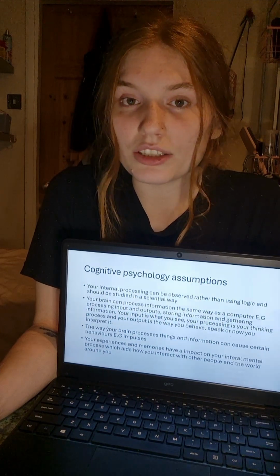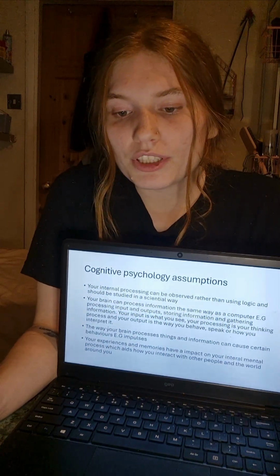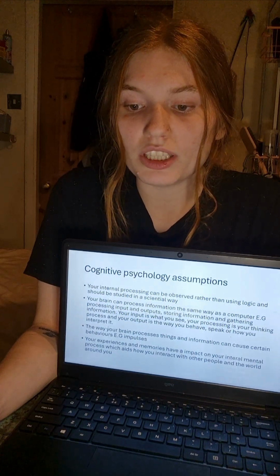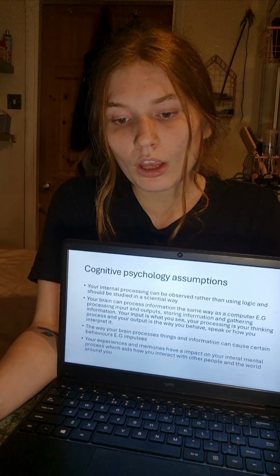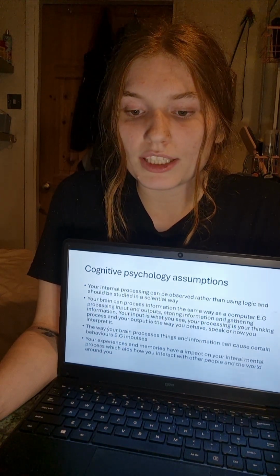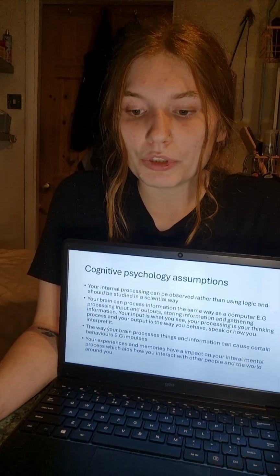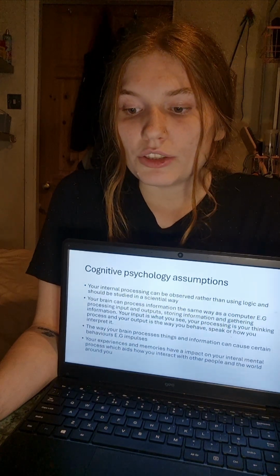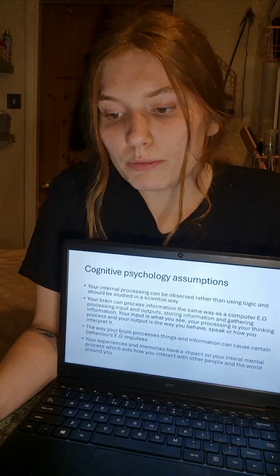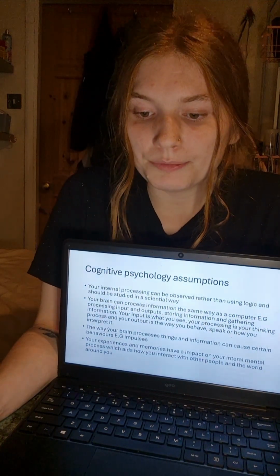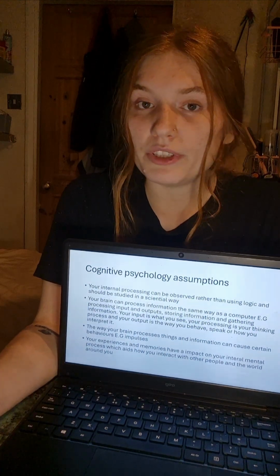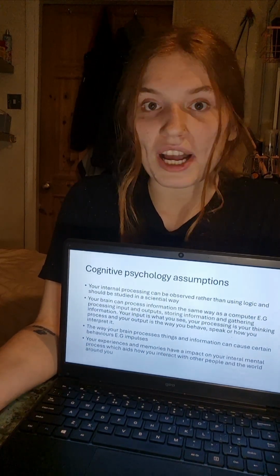Cognitive psychology assumptions. Your internal processing can be observed rather than using logic and should be studied in a more scientific way. Your brain can process information the same way as a computer, e.g. processing, inputting and outputs, as well as storing information and gathering information. Your input is what you see, your process is your thinking process, and your output is how you behave, speak, or how you interpret what happens around you.